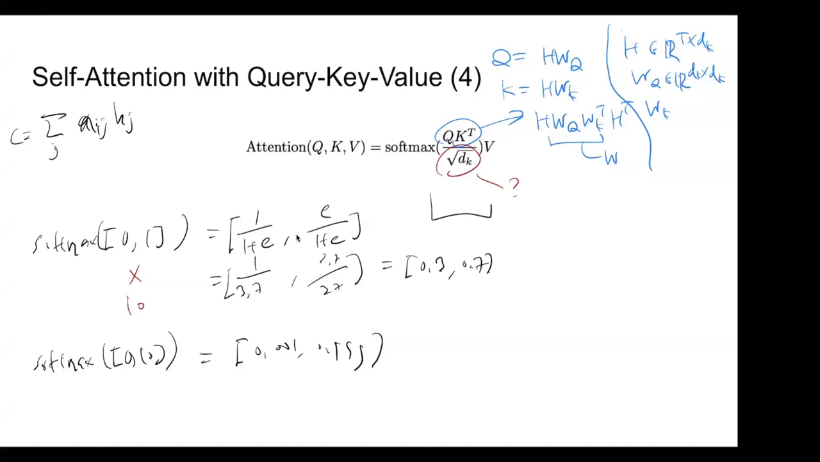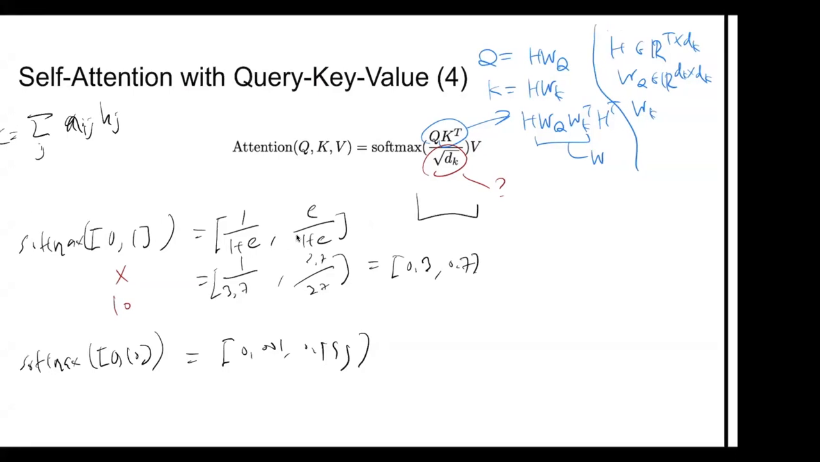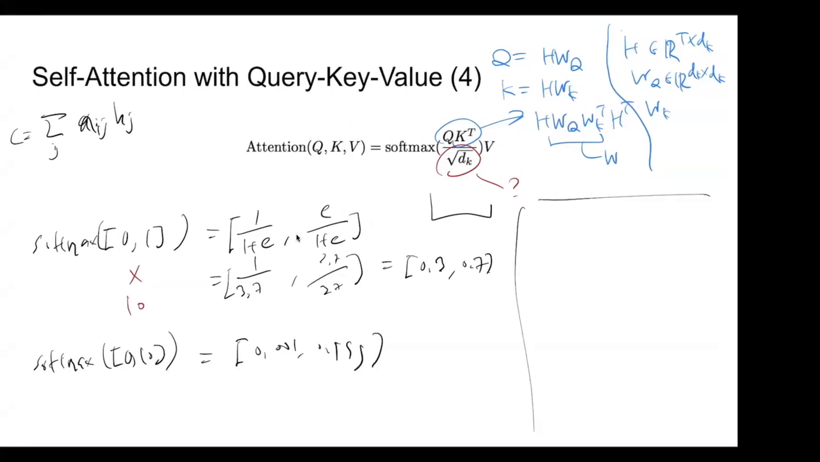But then why do we have this matrix multiplication? Well, the resulting value of the softmax, let's say that is A, where A is softmax of whatever goes in. Then what is this dimension? The dimension will be just T by T, right? Because it's basically telling you what your attention weights are from the source index to the target index.